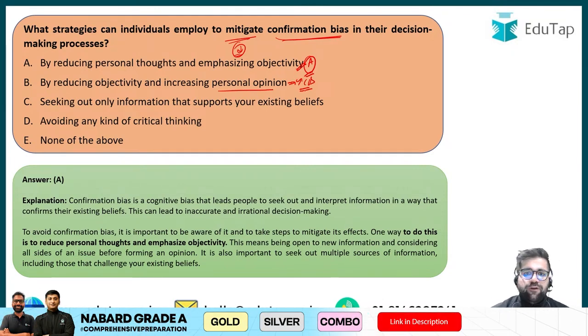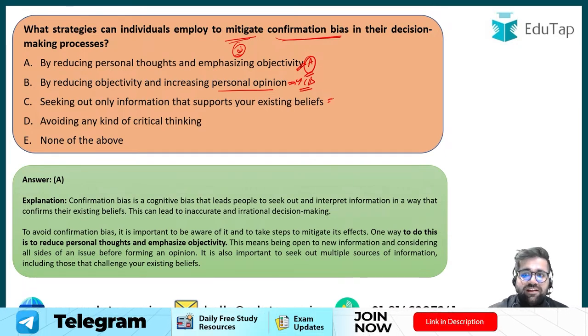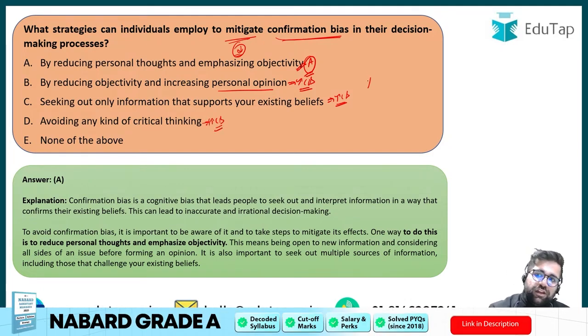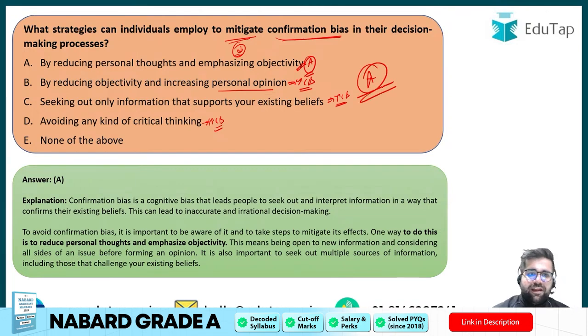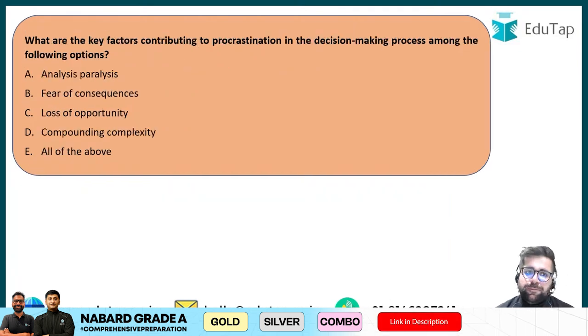Seeking out only information that supports your existing beliefs, again this will also increase your confirmation bias and not reduce it. Avoiding any kind of critical thinking, if you are not doing any analysis, then also your confirmation bias will increase. So the correct answer was option A, by reducing personal thoughts and emphasizing objectivity. Now let's move to question number 3.